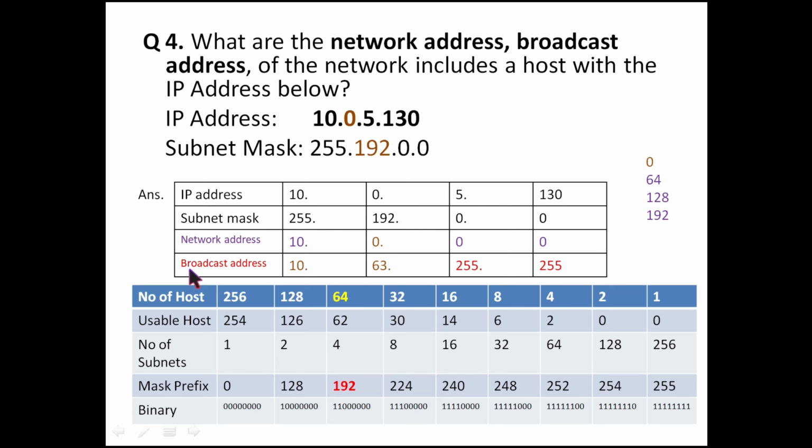In the same way, we will find the broadcast address. Where the mask is 255, we write the IP address value, that is 10. If it is not, we will check the table. So the number of hosts will be 64. First will be 0, next subnet will be 64, next will be 128, adding 64 each time. Subnetting is done in the second number, so we will check the second number, that is 0. It falls in this network. If it is a broadcast address, we will select the higher subnet, that is 64 minus 1, that is 63. We will write 63 here, and the rest will be 255. In this way, we calculate subnetting questions.